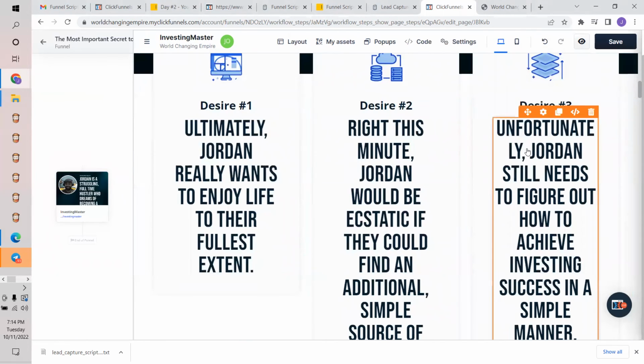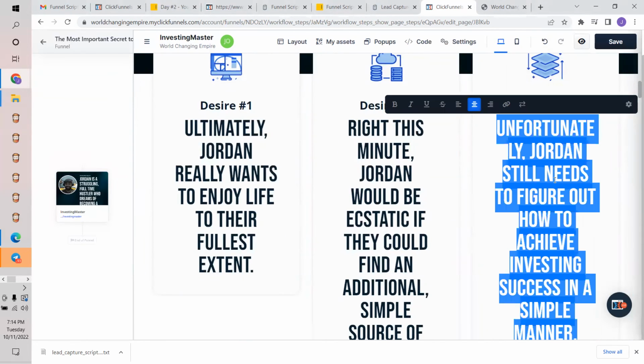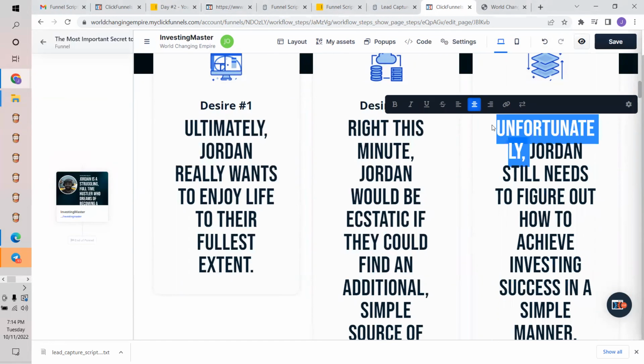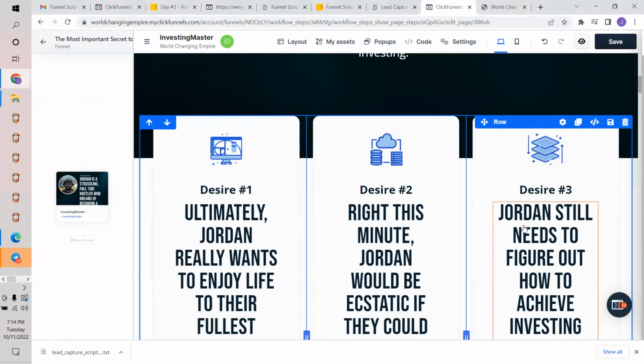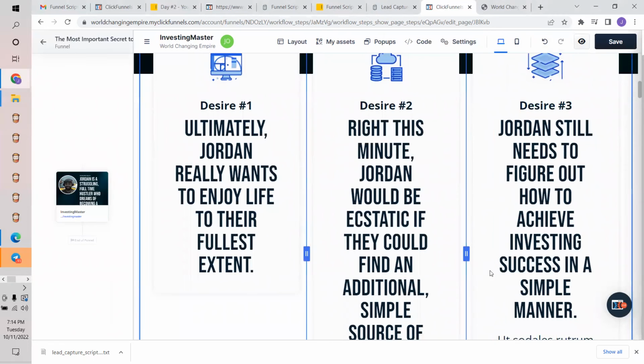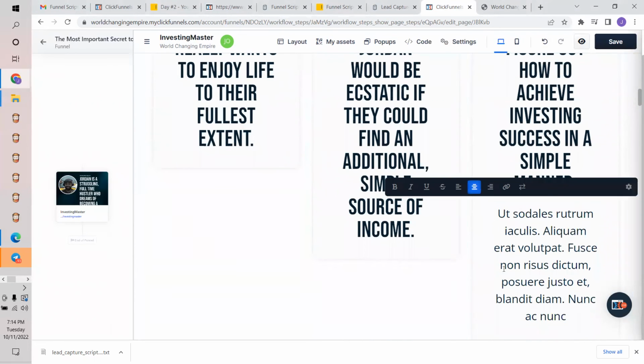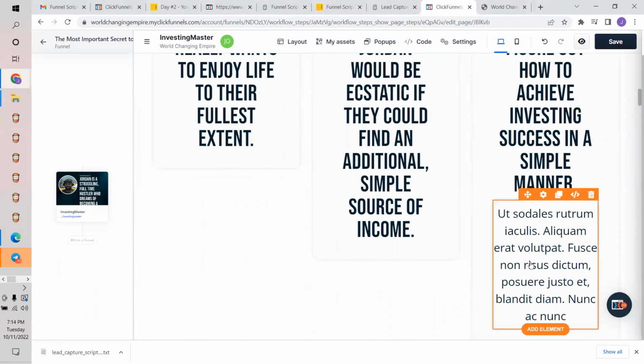Unfortunately, Jordan still needs to, I just don't like how it's all like that. So I wonder, what if we take out the unfortunately? Jordan still needs to figure out how to achieve investing success in a simple manner.